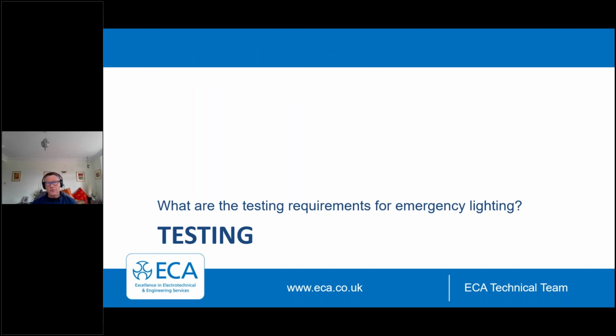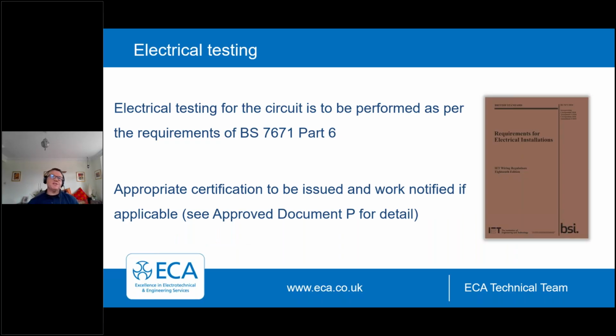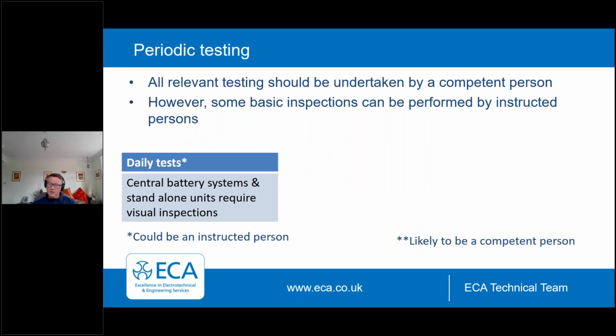Now, we've touched on testing. So let's have a look at this. Electrical testing is easy. We all know about that. It's as per the requirements of BS 7671, of course. And let's not forget Approved Document P. If you're operating in those environments where Approved Document P is applicable, then if you're going to be installing new circuits, that is considered to be notifiable work.